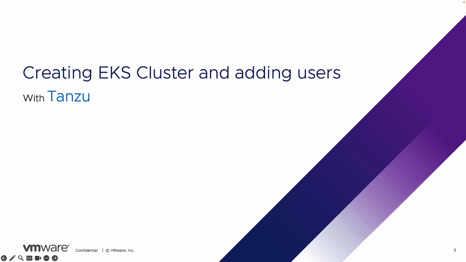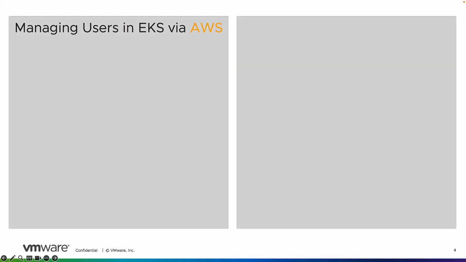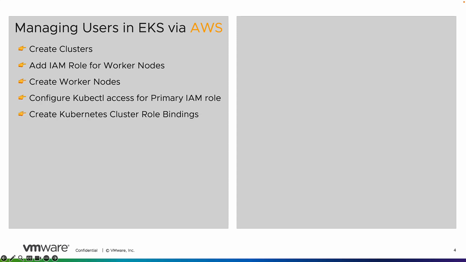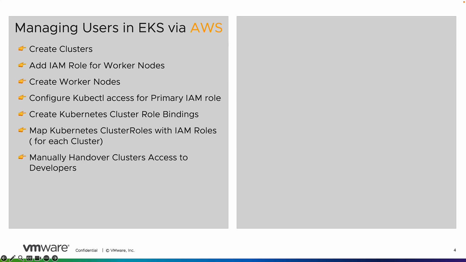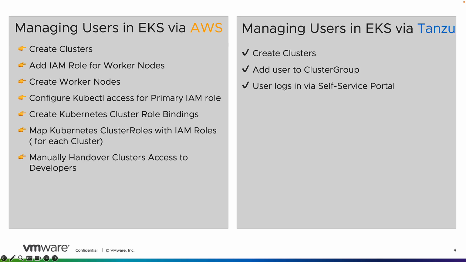Creating and managing EKS clusters through AWS meant I had to create the worker nodes, the cluster control plane, the IAM roles, configure kubectl, access, RBAC, everything else, and then hand over that cluster to the development team. With Tanzu, all I had to do was create clusters, add users, and the user logs in through a self-service fashion.